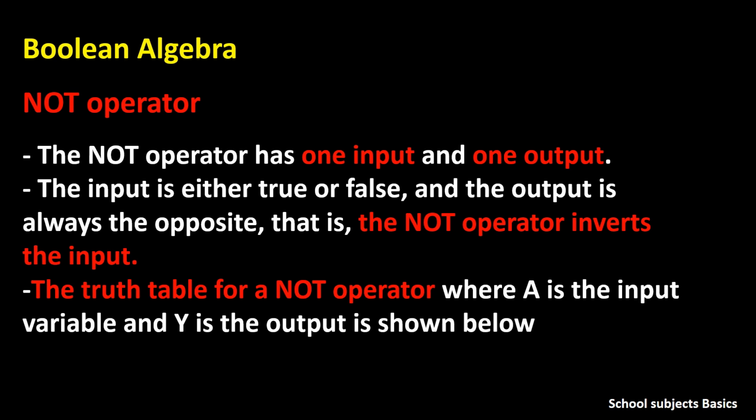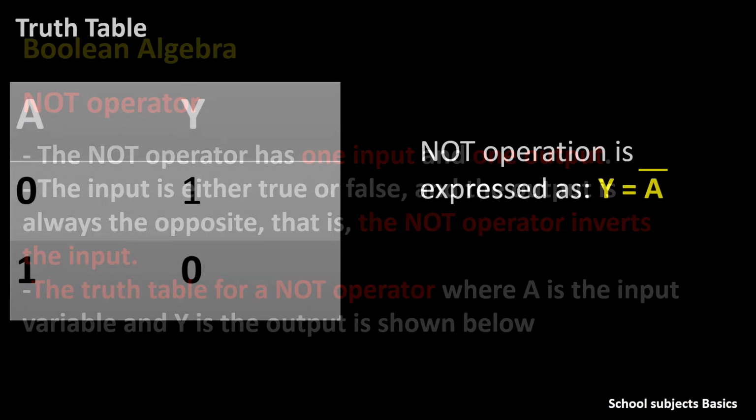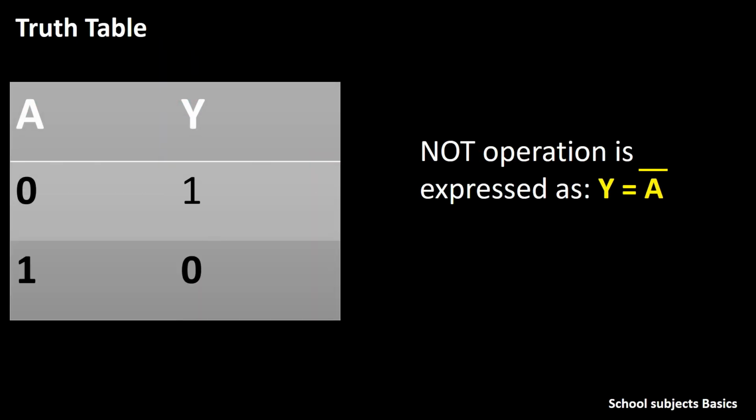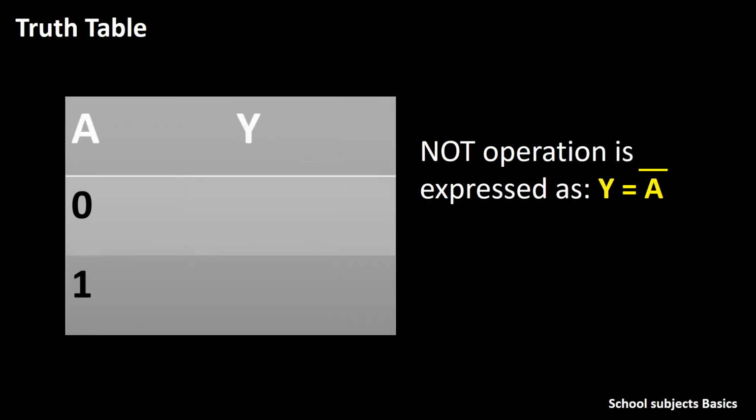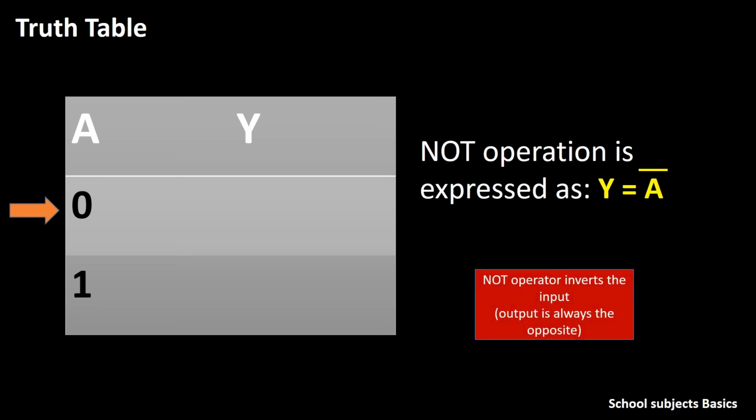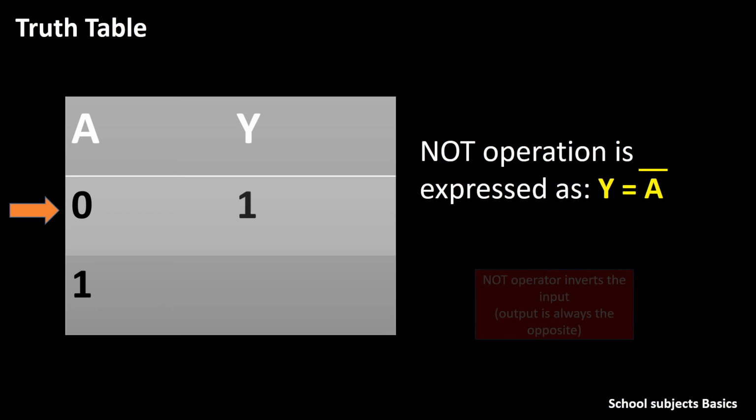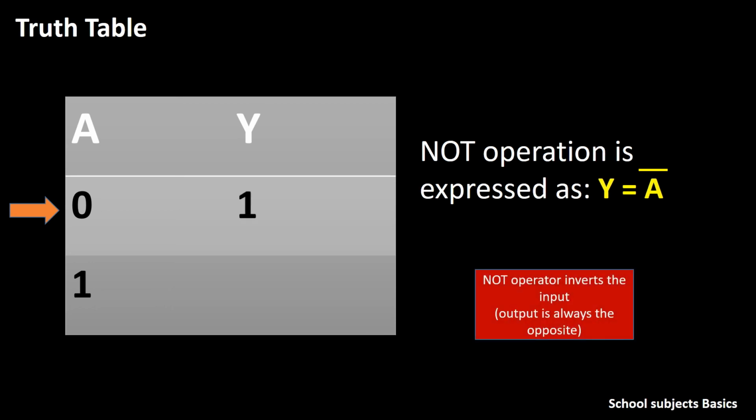And thus the following is the truth table of NOT operator, where A is the input variable and Y is the output. And NOT operation is expressed as Y is equal to A bar. Now we can see the truth table. So consider the value 0, and thus the output will be always opposite because NOT operator inverts the input. So thus the value is 0 and thus the output will be 1, since it always inverts the input.